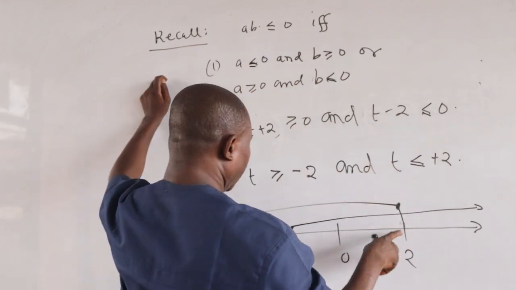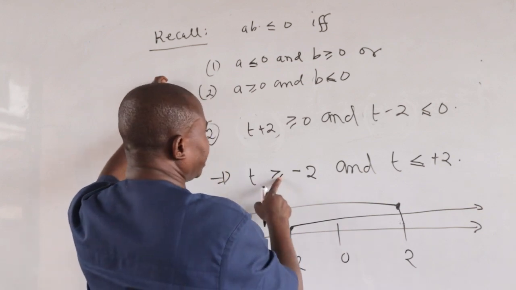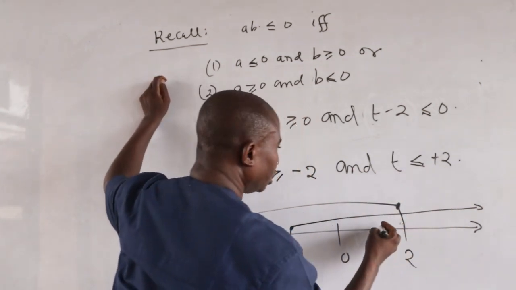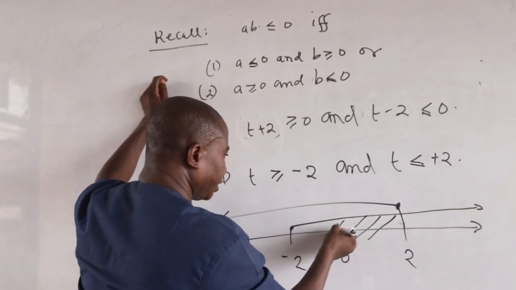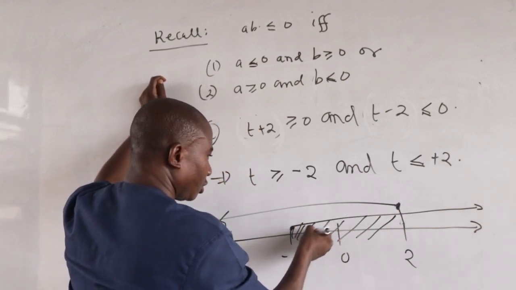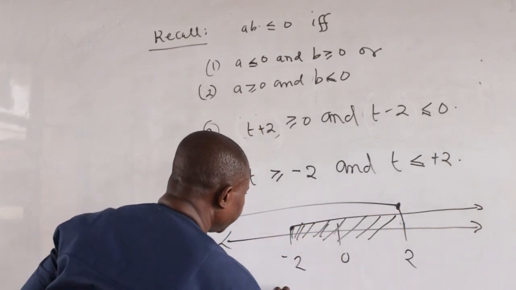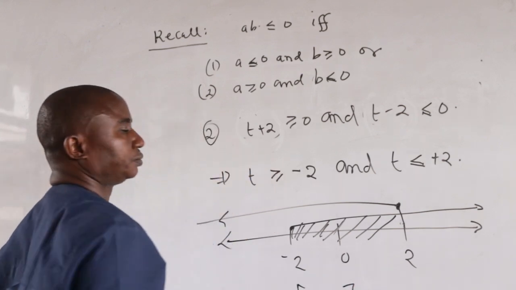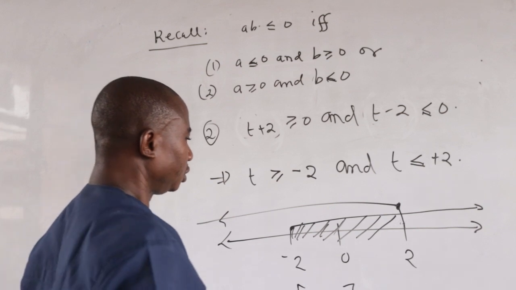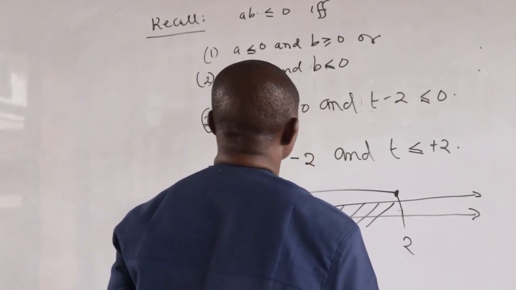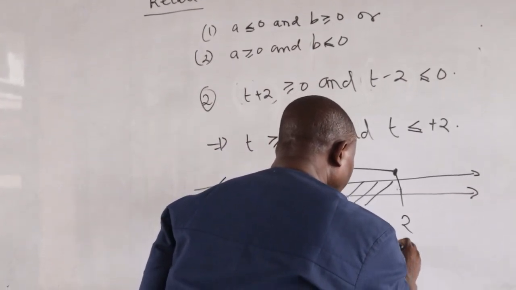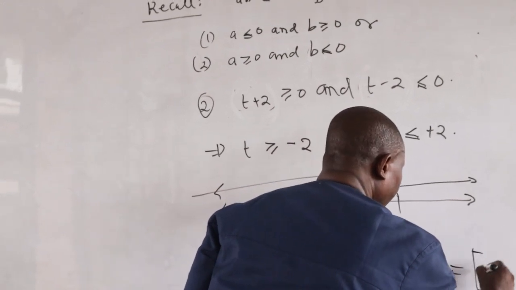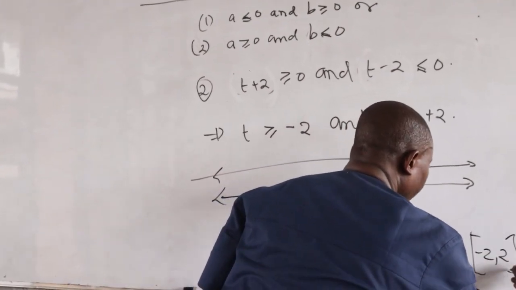So, if we take the intersection between all t greater than or equal to minus 2 and all t less than 2, the intersection is simply this set. And what is that set? It is the interval from minus 2 to 2. Therefore, the domain of our function h is simply the interval [-2, 2].